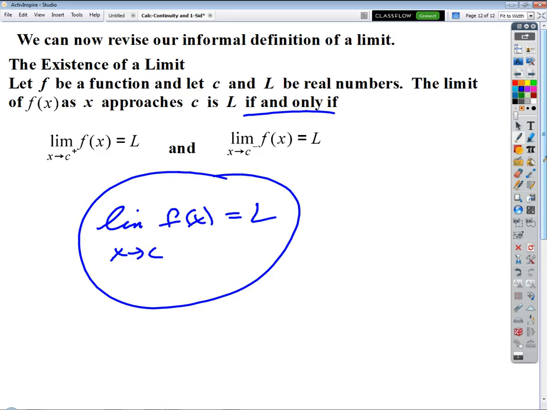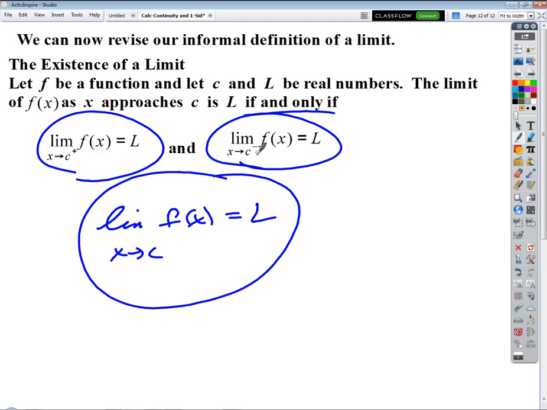Wait, what's the one in the blue? So that's our normal limit, right? Yeah, so our normal limit, the limit of f of x as x approaches c equals L, like we've always done, that's only true if that and that are true. If the one-sided limits are true, right? And those have pluses and minuses. Yes, that's got a plus and that's got a minus.